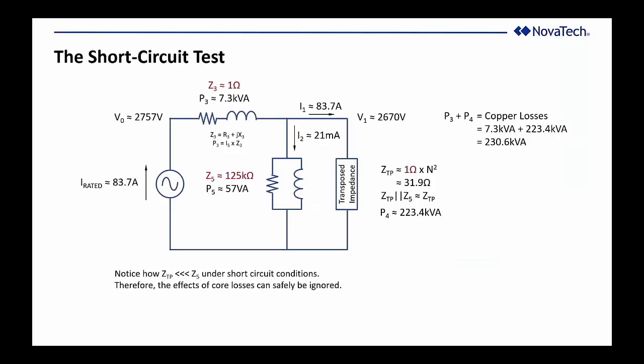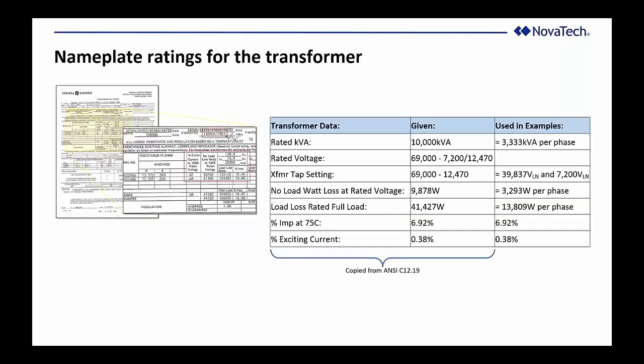voltage that, 2,757 volts divided by the rated 40,000 volts. So I get 6.92% impedance and 0.38% excitation current. And I have the watt losses for both the iron and the copper components, the winding and the core values.